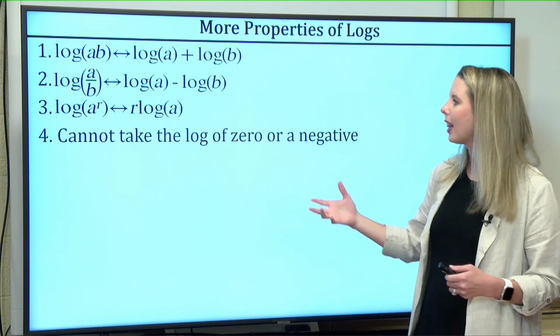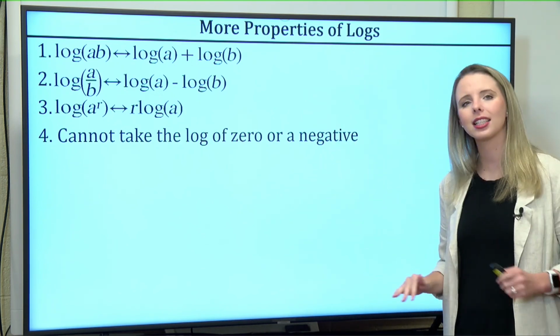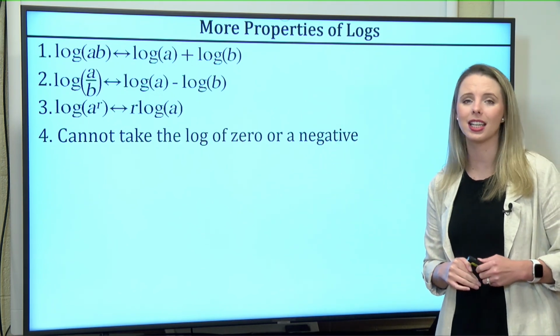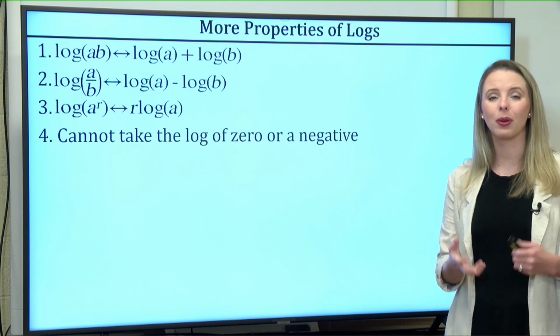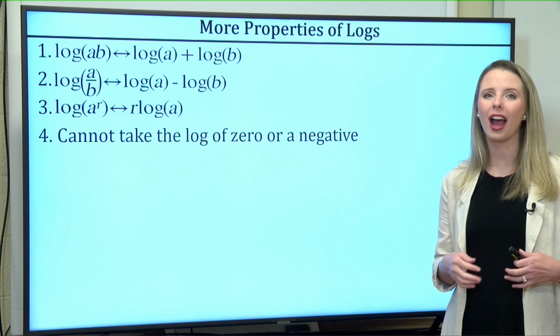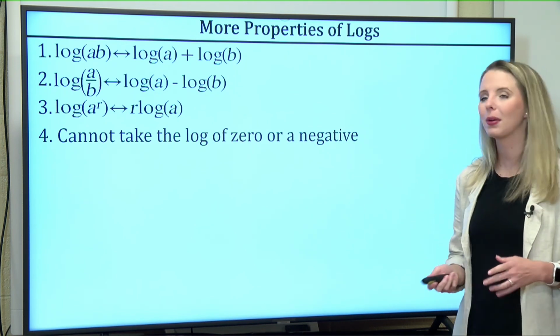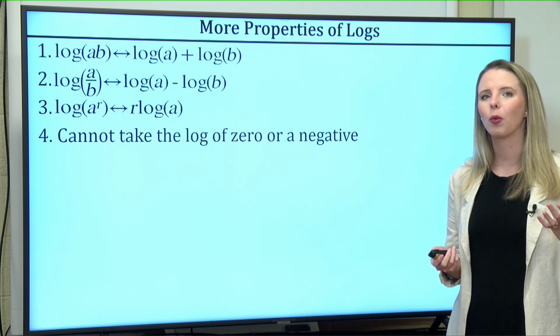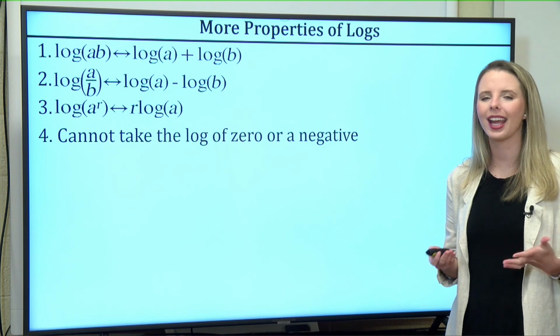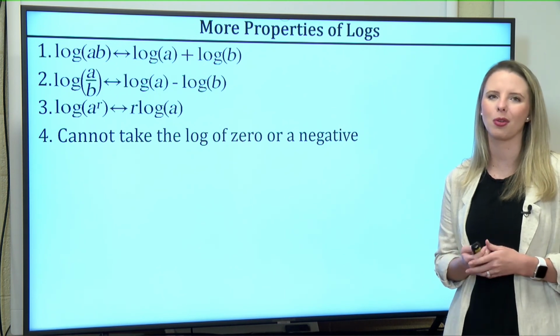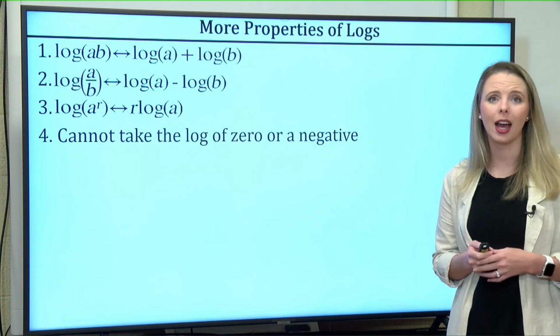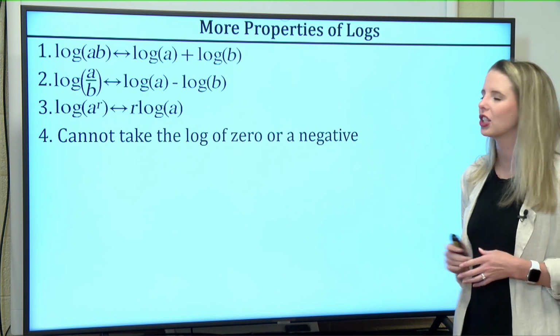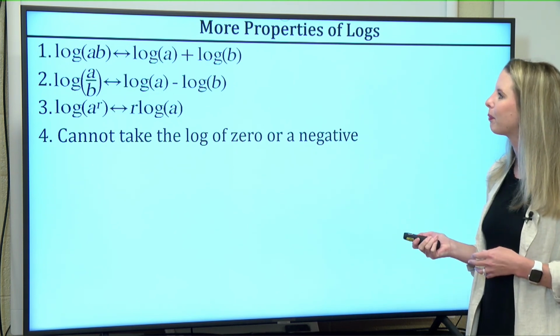And last but not least, we need to remember that we cannot take the log of a negative or a 0. We learned that last week. We established that idea whenever we graphed the logarithms, and we determined that we couldn't ever take the log of something where we would be able to make it 0. We can't raise any number to a power to equal 0. And we looked at that with negatives as well. So we established that understanding last week.